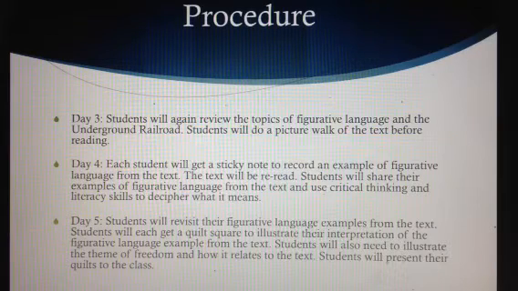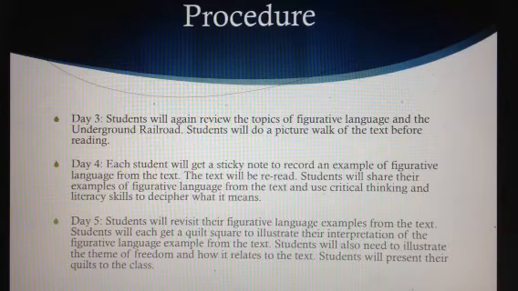On the last day, students will revisit figurative language examples from the text. Then each student will get a quilt square. The reason they're getting a quilt square is because Faith Ringgold is very well known for all of her quilt artwork that she includes in her text, most famously the Tar Beach, and she includes that in most of her writings. So we will talk about that as well.